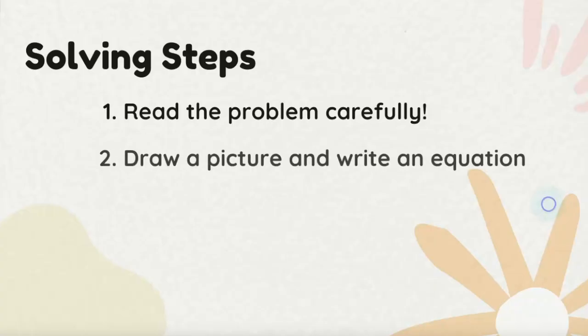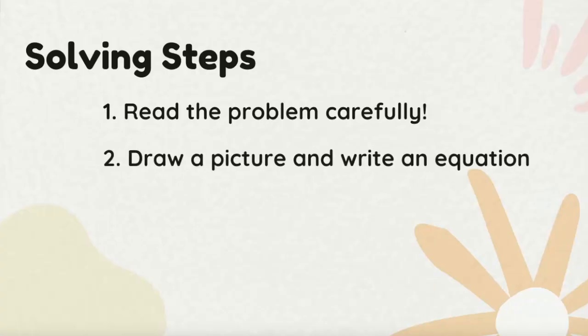Our second step is to draw a picture and write an equation. This means that we need to think about the order that the events happen. Then we need to draw a picture to show what our problem would look like. After drawing a picture, we need to write an equation for each step. Since we're working with two-step word problems, this means we're writing 2 equations.